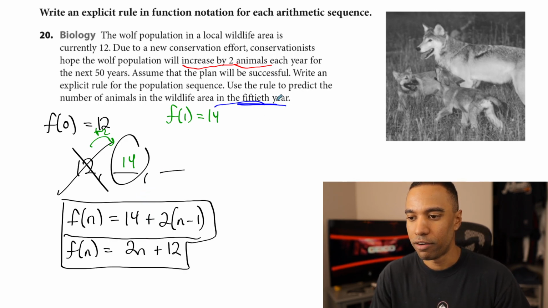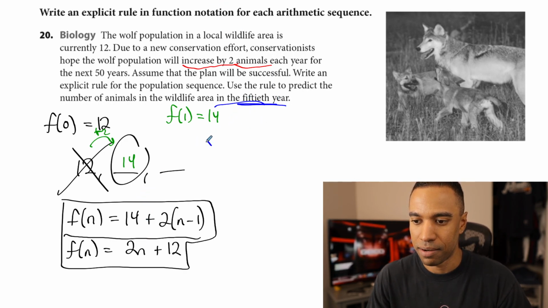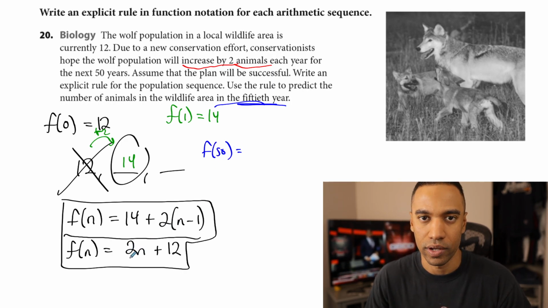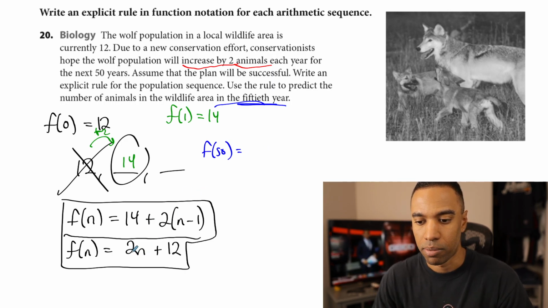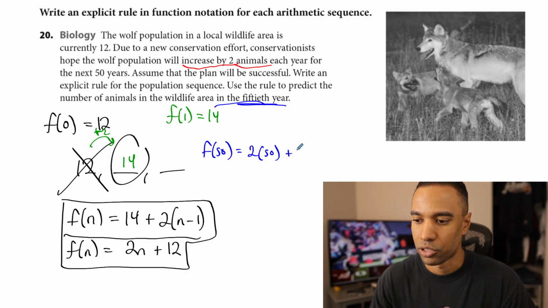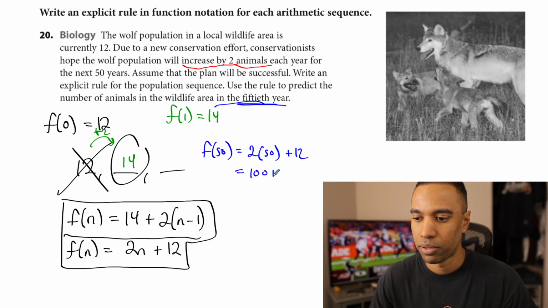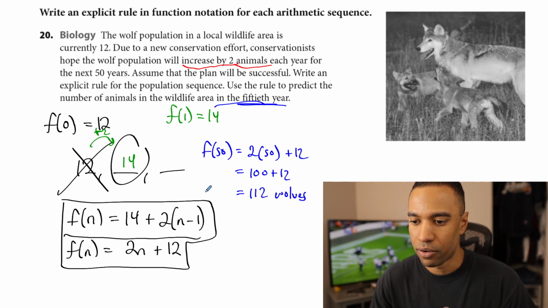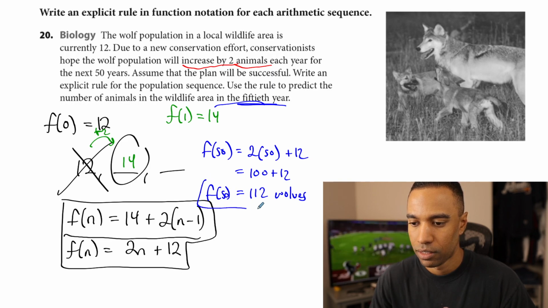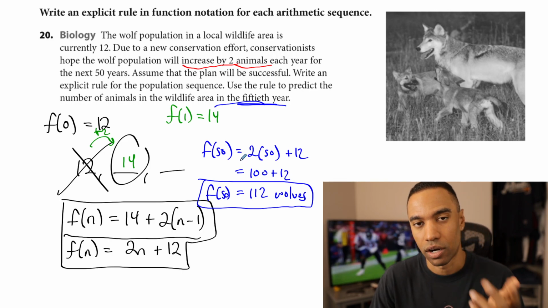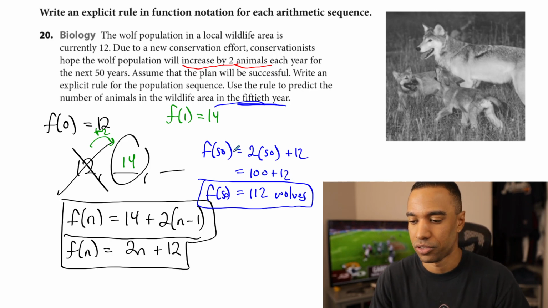So if we're going to find the 50th year here, I'll do this in blue. F of 50, I can use either equation. This is where I said I'm more likely to use this equation than not. It does depend on the number they give you, but I'd rather do 2 times 50 than 2 times 49. So why don't I just do this one? 2 times 50 plus 12 equals 100 plus 12, which is 112 wolves. We are predicting there will be 112 wolves in the local wildlife area after 50 years. Starting from 12, 100 wolves later, 50 years later.